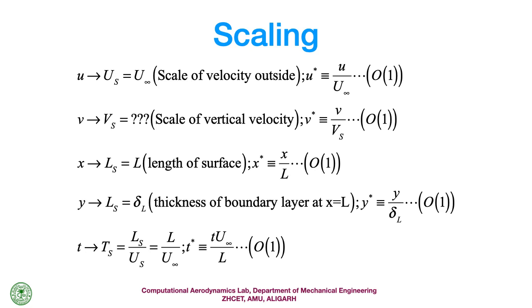So u will be scaled by the velocity us. v will be scaled by the velocity vs. x will be scaled by the length scale. The suffix s basically denotes the scaling values, and you can choose anything for the scale. For example, for scaling u velocity and v velocity, I could have used us as the scale.